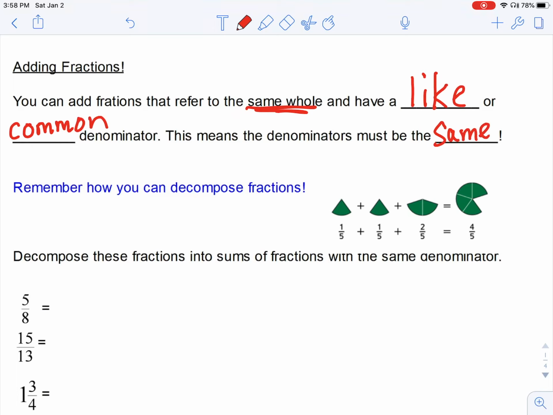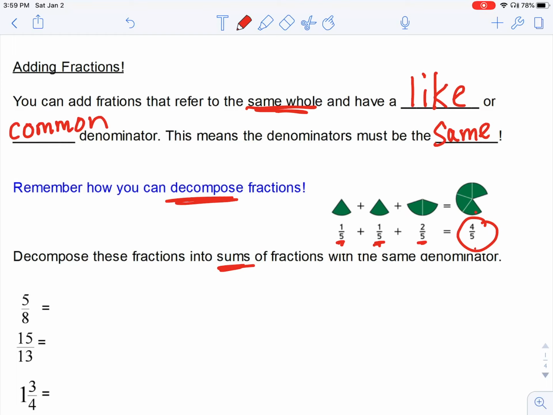So let's think back to how we could decompose fractions, and you'll see you actually already have done some fraction addition. So in this picture here, we had to get up to 4/5, we could decompose that as 1/5 plus 1/5 plus 2/5. And you'll notice that all of these had a denominator of 5. Let's decompose these fractions into sums of fractions with the same denominator.